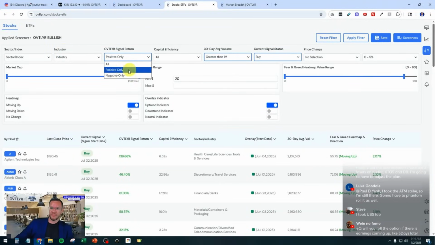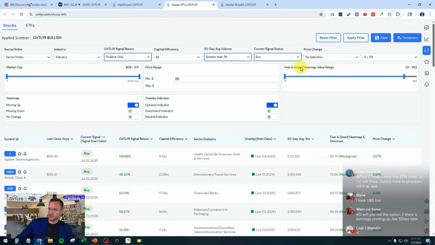Outlier signal return, positive only, greater than 1 million shares average daily volume with a buy signal. And then the market cap is basically wide open. I don't care what the market cap is. The price range over $20. The fear and greed heat map, I want to go from 0 to 90.